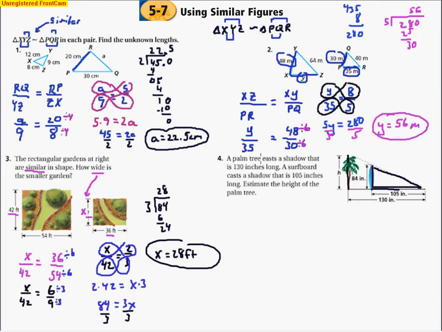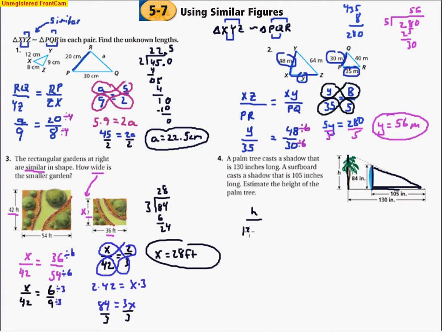It says a palm tree casts a shadow. It's 130 inches long. A surfboard casts a shadow that's only 105. It tells us how long the surfboard is. It's 84 inches. So we're going to set up a proportion. Let's go ahead and set this one up. H, we'll start with that one. And then the next one I'm going to do is I'm going to use this one triangle's side. So H and 130.